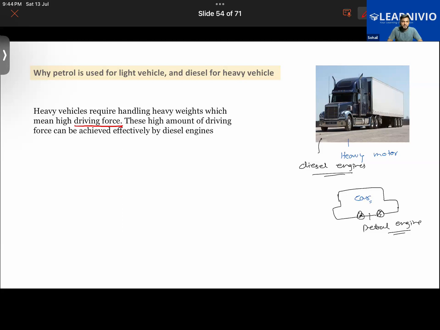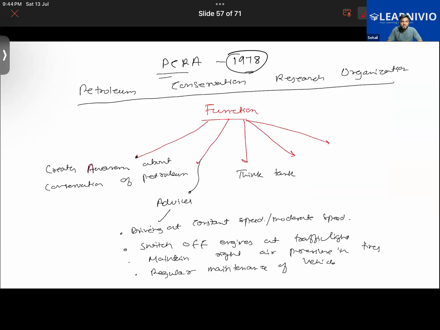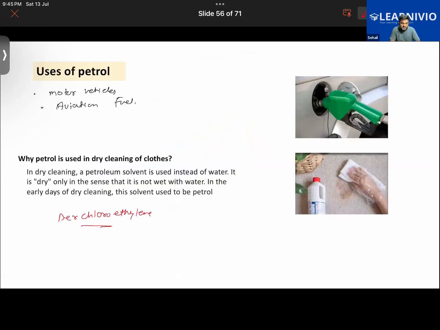Done? Okay, no worries. Then we were learning about uses of petrol. Aisha, tell us what are the two uses of petrol? It's used for dry cleaning and for vehicles, right? And it is also used as an aviation fuel. Fuel used in aircraft is not purely made up of petrol, but petrol is mixed in that fuel also. So it is used as an aviation fuel also. We did learn about that too.